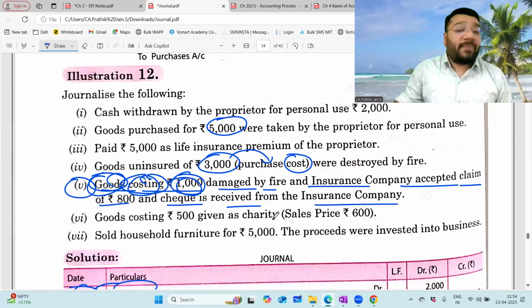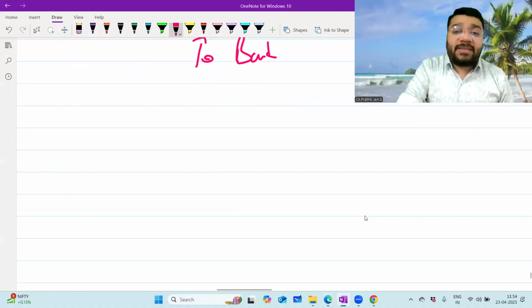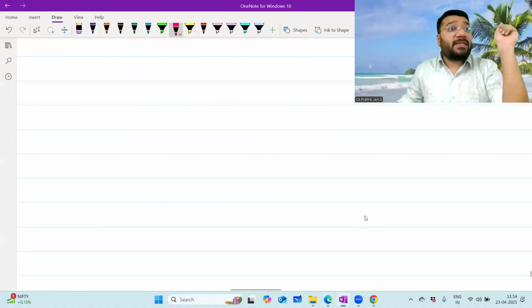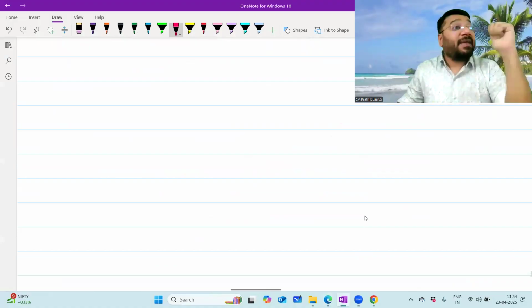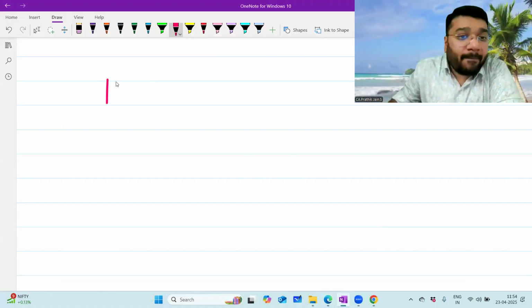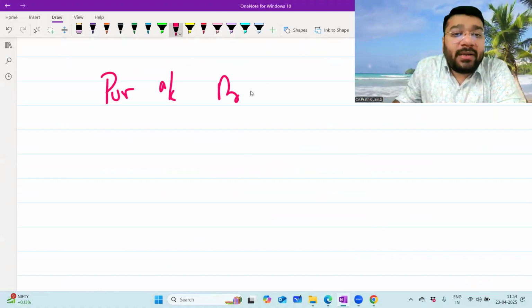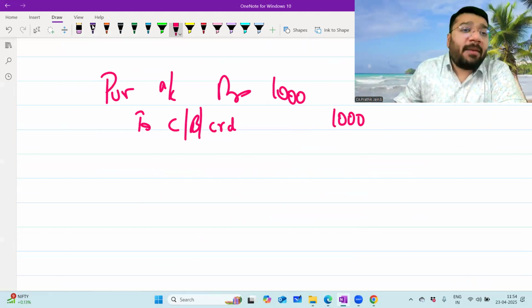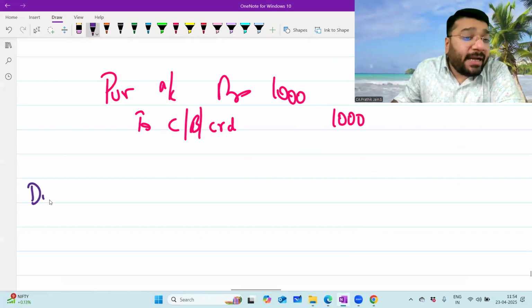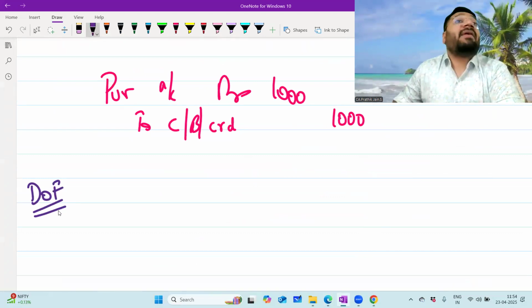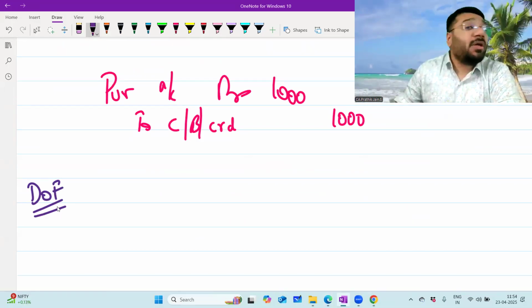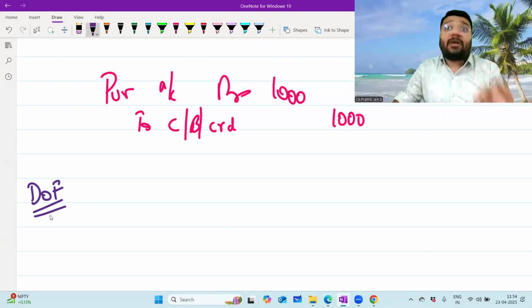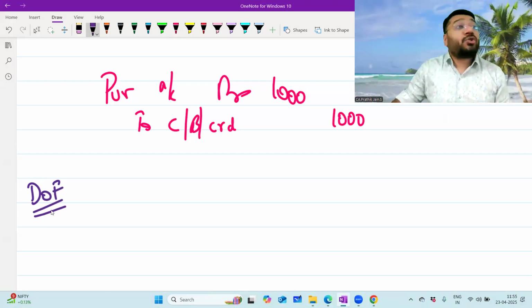Now it is destroyed by fire. So the goods were originally purchased before the goods were destroyed in the fire. What entry did you pass at that time? Purchase account debit to cash, bank or creditor, whatever it is, 1,000. Now what has happened? A fire happened. So on the date of the fire, you take a conservative view. As per the prudence concept, record all your anticipated losses. So how much loss are you anticipating? On the date of the accident, you anticipate the full loss. So what is the entry going to be?